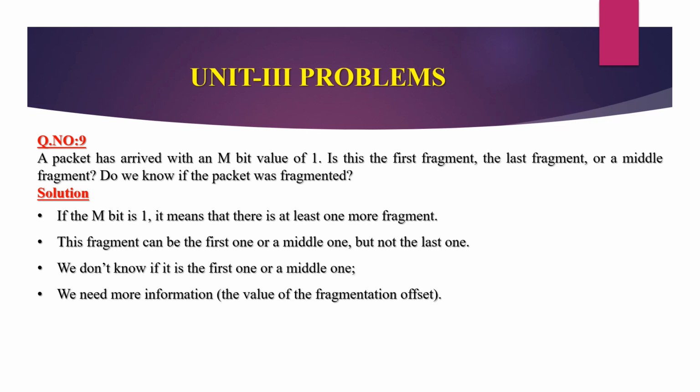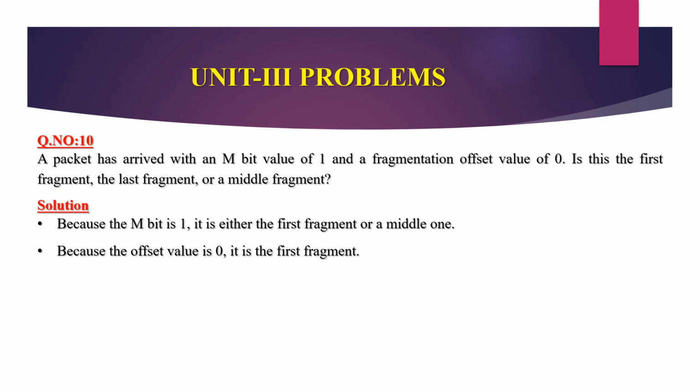The next problem: a packet has arrived with an M bit value of 1 and a fragmentation offset value of 0. Now they have given the offset value. Is this the first fragment, last fragment or a middle fragment? The solution is, because the M bit is 1, it may be either the first fragment or a middle one. Because the offset value is 0, it is the first fragment, with no offset.